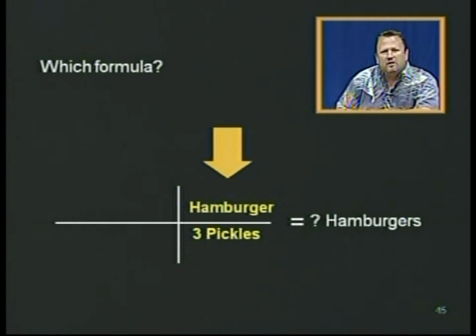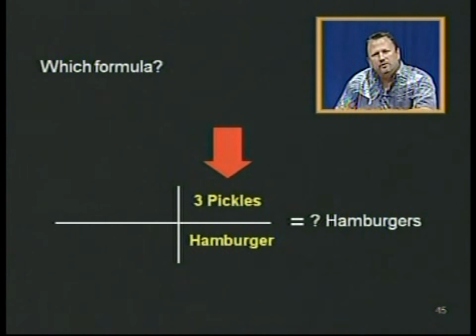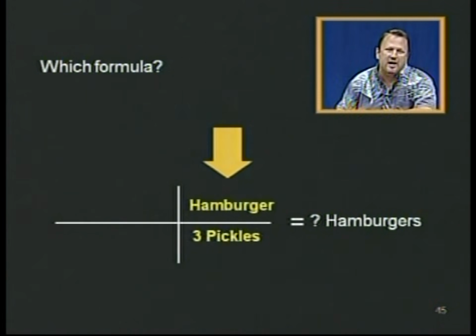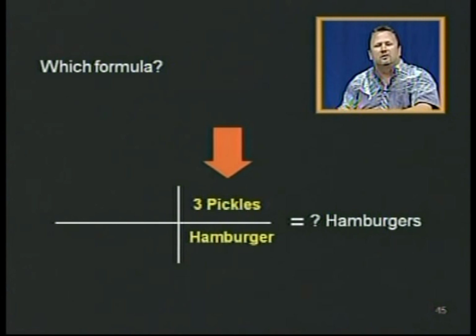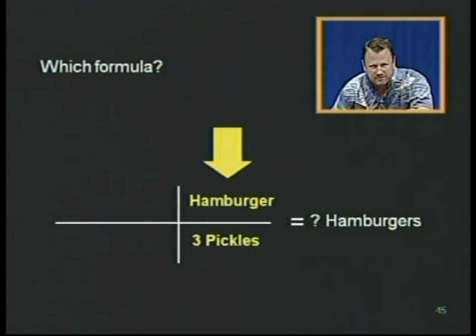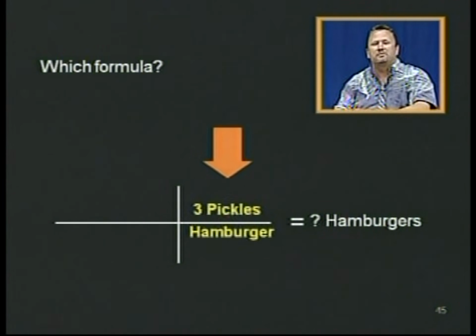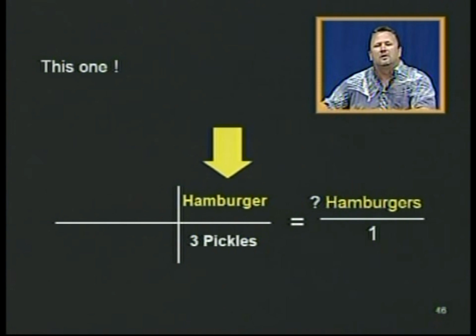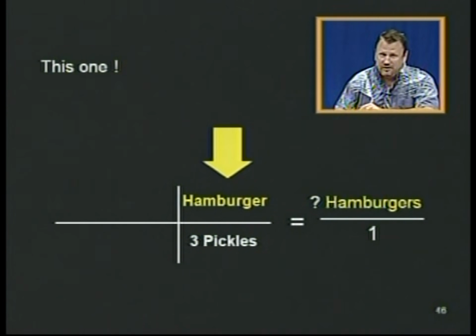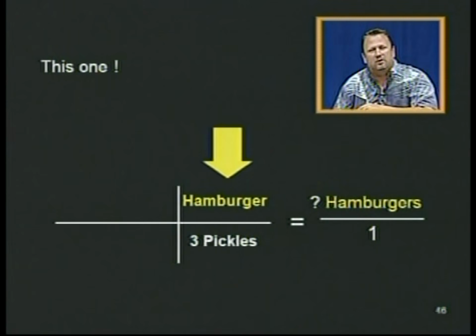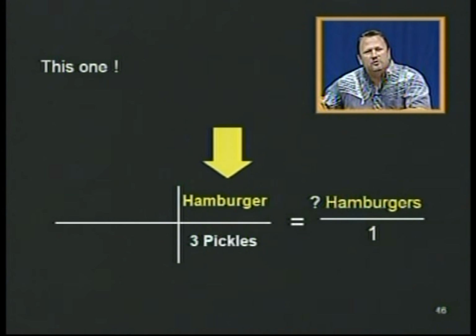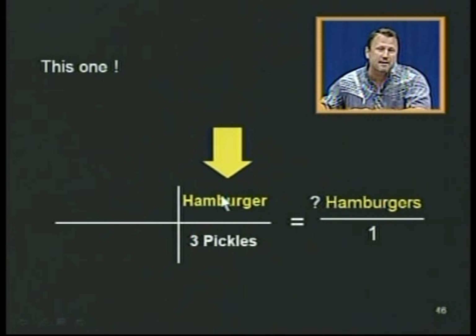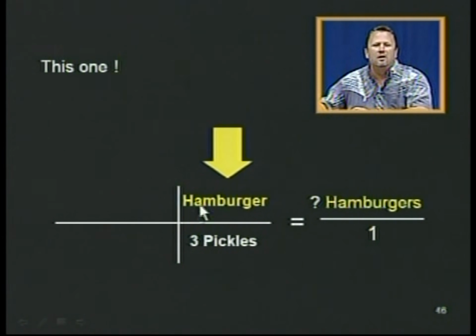So, which pickle formula do you think we'll use in this situation? Will we use a hamburger over 3 pickles? Or will we use 3 pickles over a hamburger? Will it be a hamburger over 3 pickles? Or 3 pickles per hamburger? Well, because the answer is hamburgers, then hamburgers is in the numerator. And because hamburgers is in the numerator, then we'll use our pickle hamburger formula that keeps hamburgers in the numerator. And this time we'll be dividing by 3.